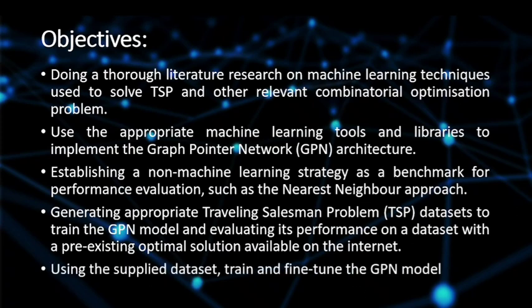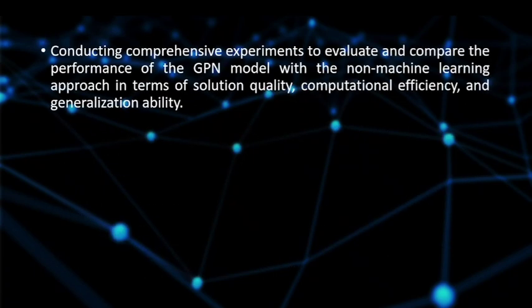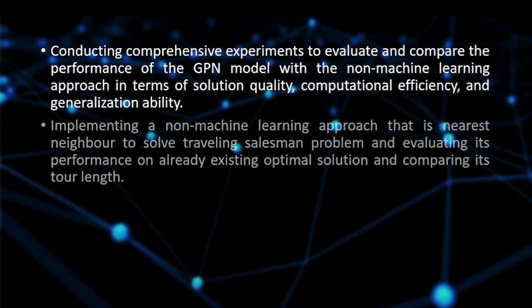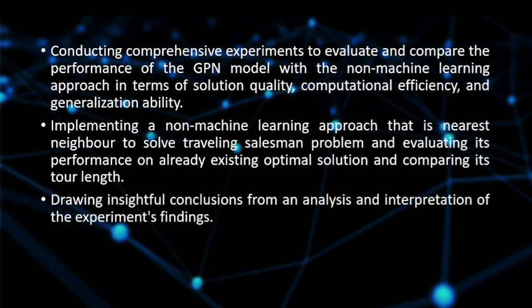Using the supplied dataset, train and fine-tune the GPN model. Conducting comprehensive experiments to evaluate and compare the performance of the GPN model with the non-machine learning approach in terms of solution quality, computational efficiency, and generalization ability. Implementing a non-machine learning approach that is nearest neighbor to solve traveling salesman problem and evaluating its performance on already existing optimal solution and comparing its tour length.